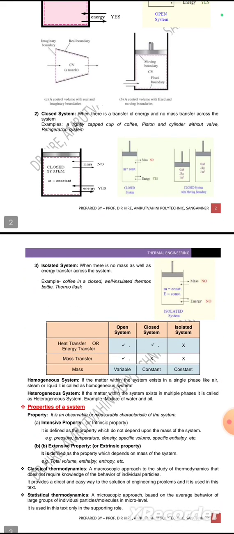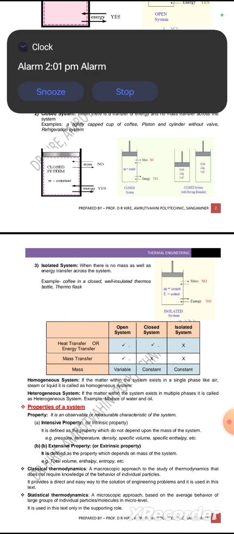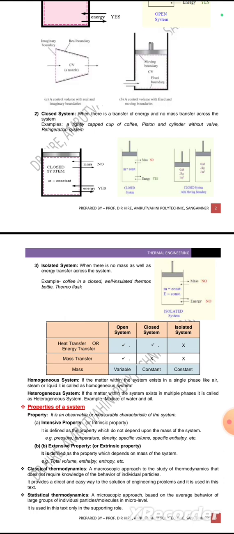Then there is the isolated system. Isolated means closed, and there is no chance of transfer of mass as well as transfer of energy across the system. For example, you put a cup of coffee or tea in a thermos. The well insulated thermos bottle will not allow any amount of coffee to escape from that flask, and the heat also remains inside.